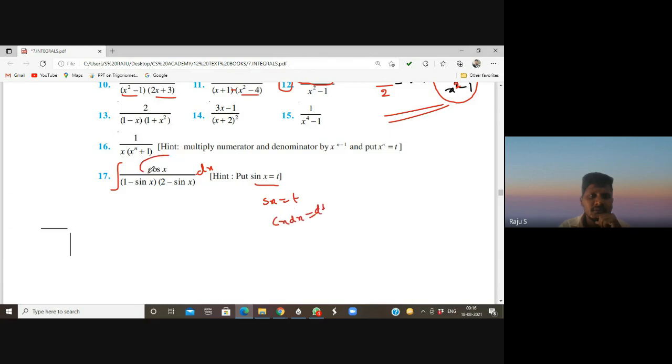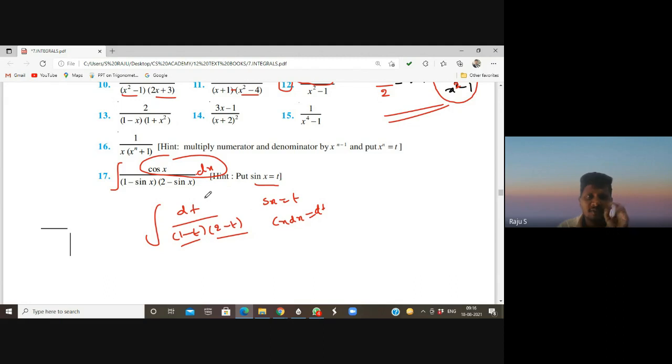Nothing but this cos x dx becomes dt in the numerator. So dt by (1 minus t)(2 minus t). Now what do you observe? Again, this is the product of two linear expressions. So here we can apply partial fraction.